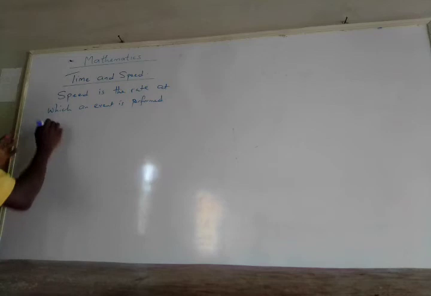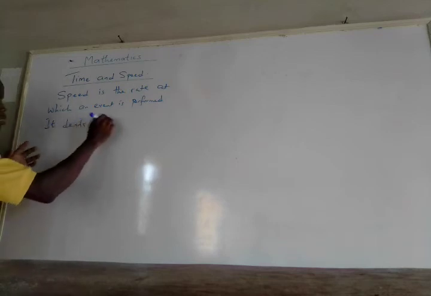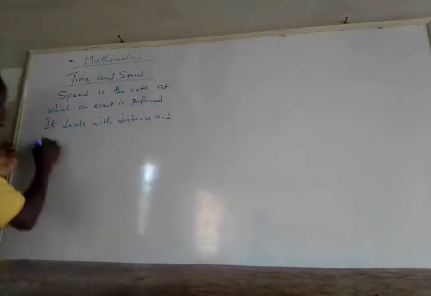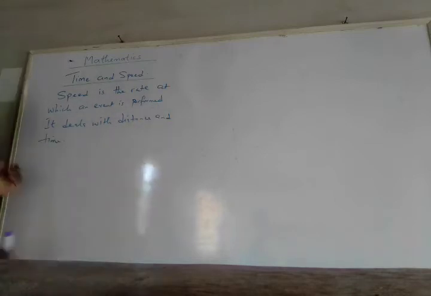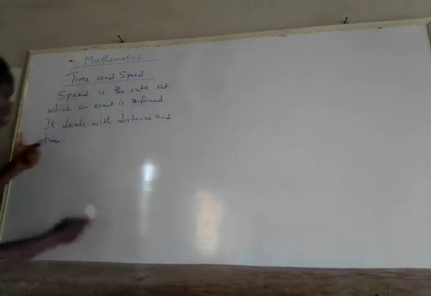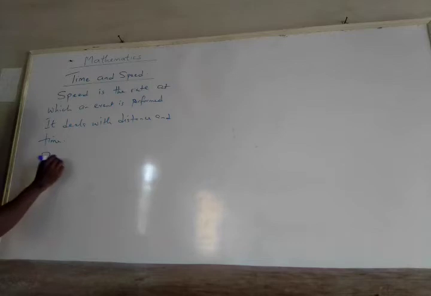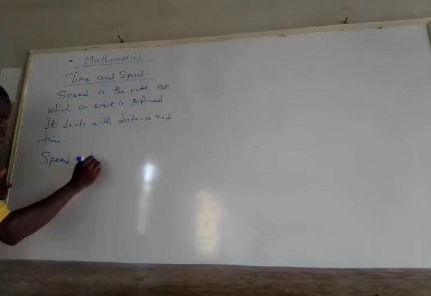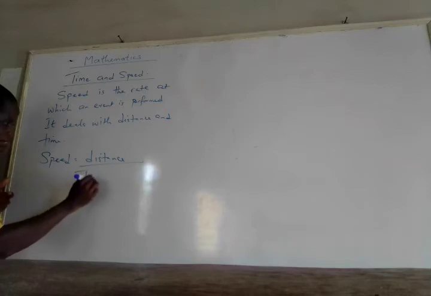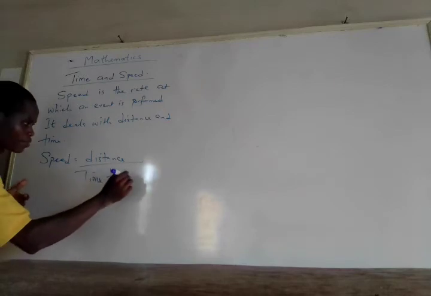You see, it deals with distance and time. So it is a relationship between distance and time. Hence, the formula for speed is distance divided by the time taken.